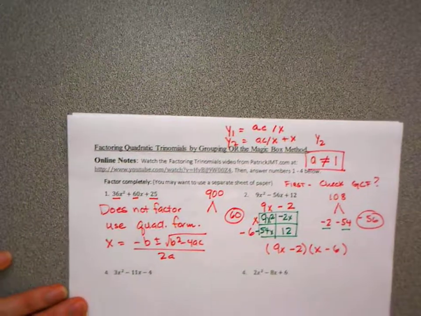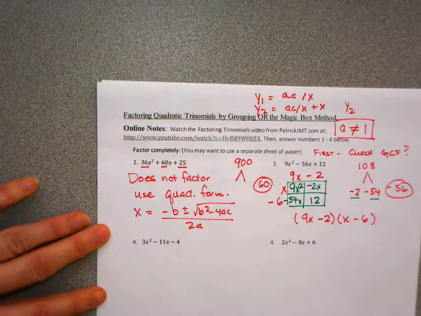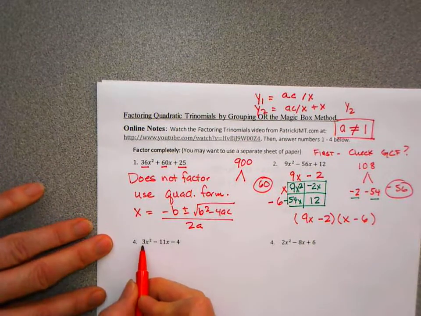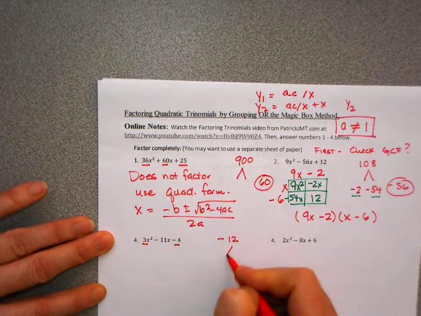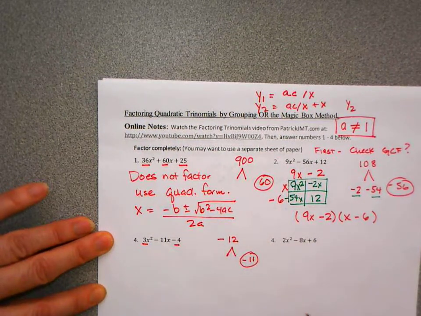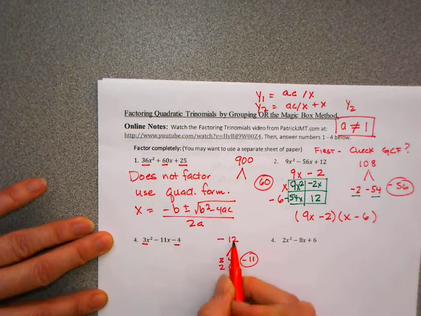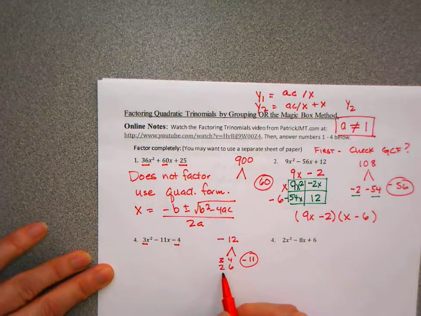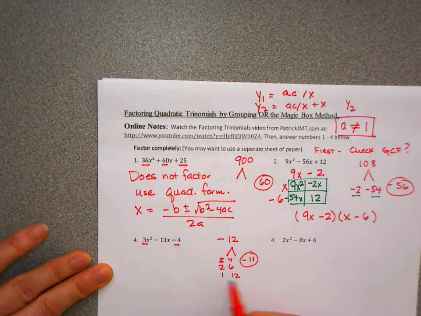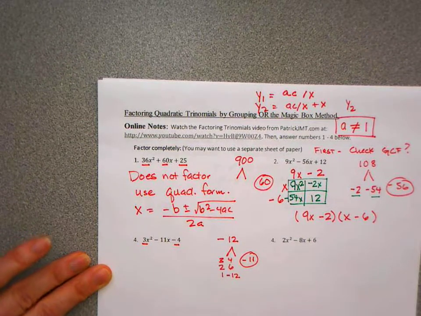All right, let's do one. That's the magic box. It's my favorite method. I recommend it. If you wanted to do grouping, this is what you would do. You would say, okay, what multiplies to negative 12, A times C, but adds to negative 11. Well, 3 and 4 don't. 2 and 6 don't add any way to 11. 1 and 12. Well, we'll multiply to negative 12 if I make the 12 negative, and we'll add to negative 11. So I can now use, I don't want to use a magic box.